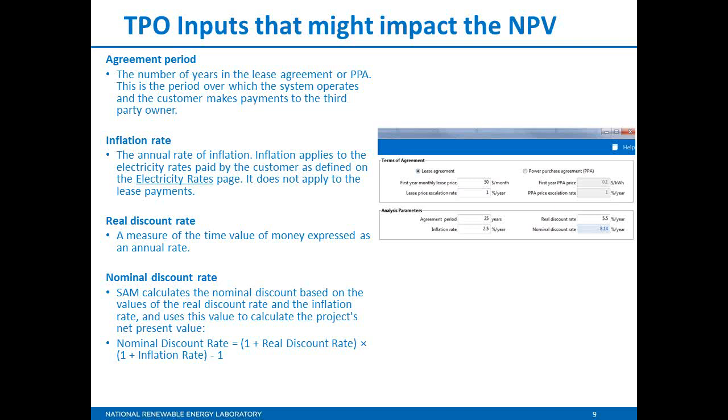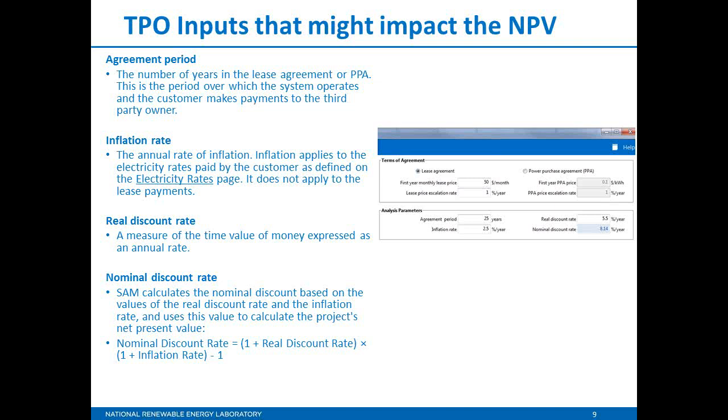Inflation rate, again, we've set that at the typical SAM default of 2.5% per year, but this might be something that you may want to play with. I think, if you anticipate as a user or an analyst that inflation will increase over the next 20 years, that would be something that you may want to investigate.